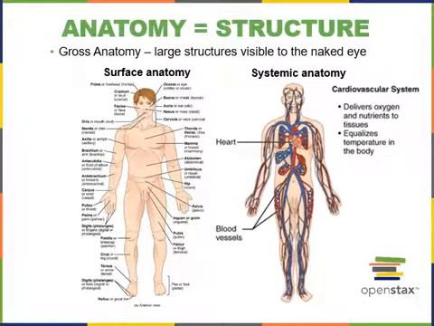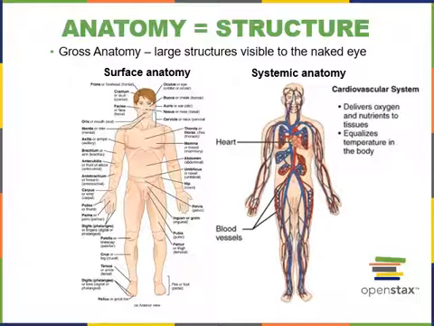And systemic anatomy is the study of structures that work together to perform a common function. And so here we see the cardiovascular system, which includes several different organs, including the heart, which provides the pumping action to move blood through the blood vessels. And so the heart and blood vessels work together to perform a common function of delivering nutrients throughout the body and removing waste from the body.